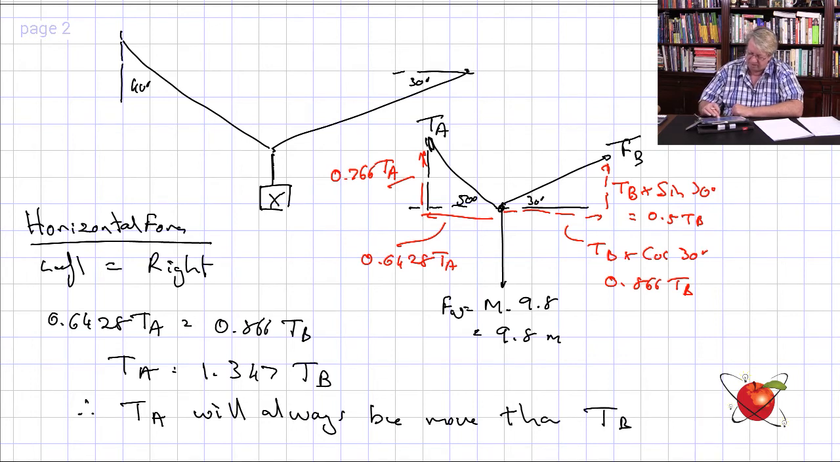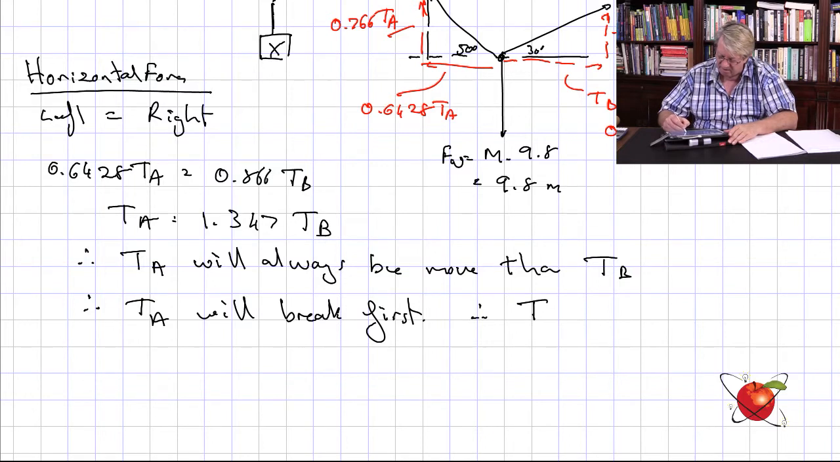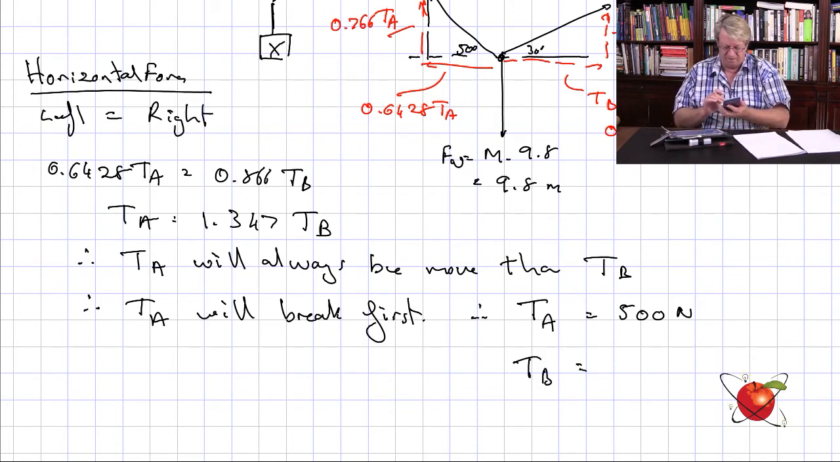And what does that mean? It means, therefore, TA will break first. Right? Obviously, because that's the one carrying more load. It's carrying 1.3 times the load that's in B. Right? Now they've said the maximum load that they can carry is 500. Therefore, TA is 500 newtons. Therefore, TB must be what?